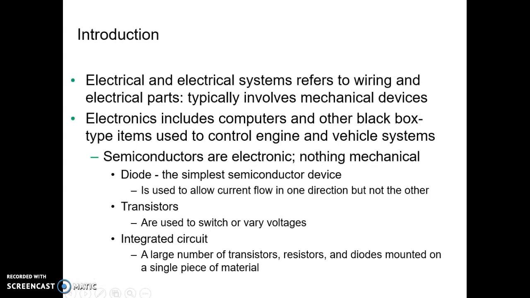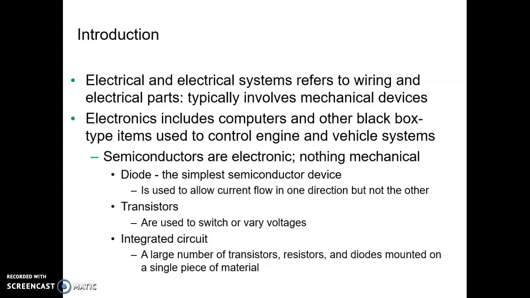Basically, electrical and electronic systems refer to two different things. Electrical systems refer to the wiring and electrical parts. Typically, this involves mechanical devices that move. When I'm in the classroom, I'll give a demonstration and typically flip the light switch on and off. By mechanically moving the light switch, I've moved the electrical device.